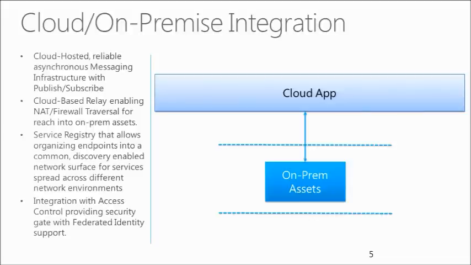So that's one of the reasons why we build Service Bus. Cloud-hosted, reliable, asynchronous messaging for one-way connectivity, for buffered messaging. We have our cloud-based relay, so we have NAT and firewall traversal. If the on-premise assets are sitting behind a firewall in NAT, how can you reach them? A service registry to organize those services, and an integration with the access control service to secure access to them. So that's the overarching story, it's about hybrid applications.